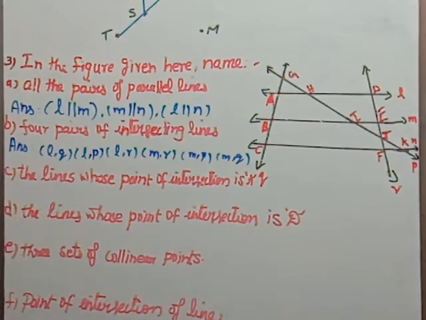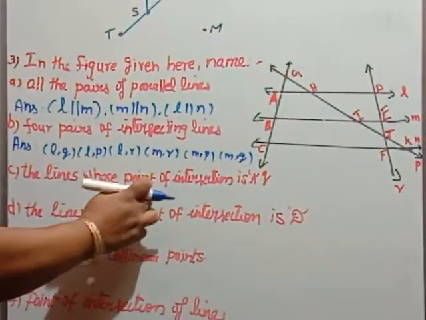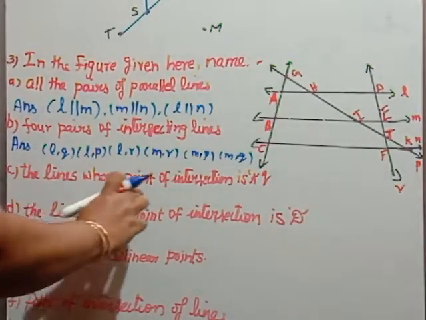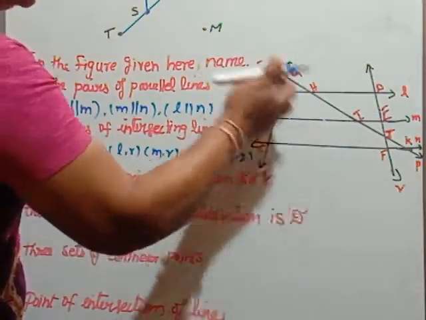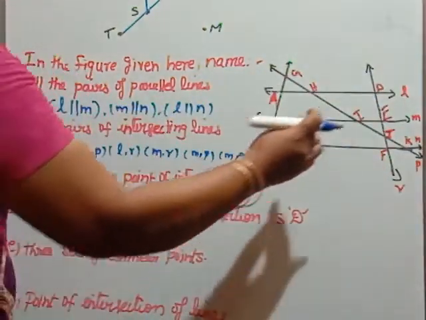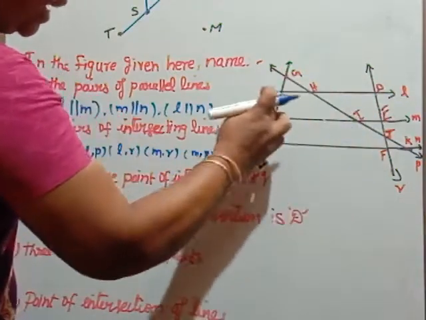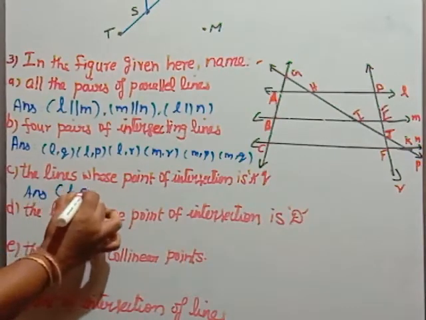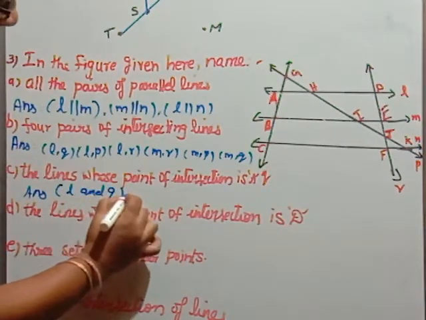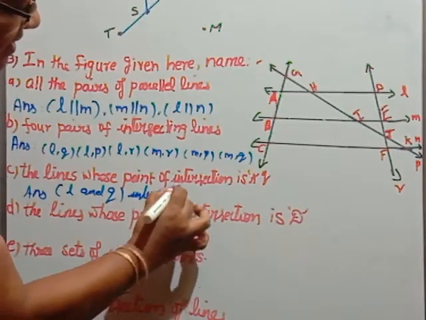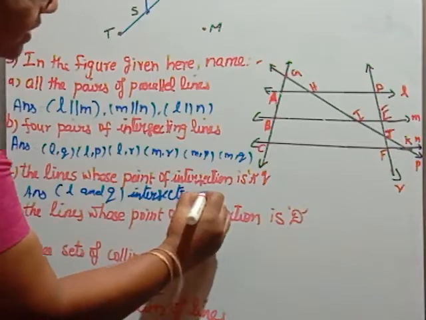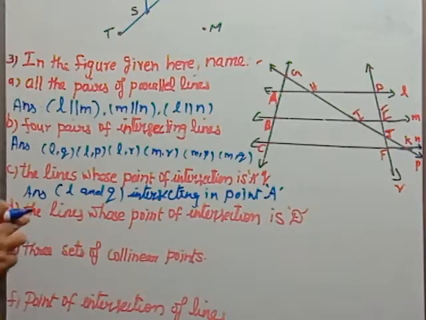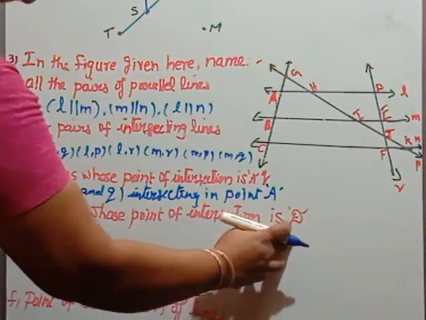Now we'll move to the next one. The lines whose point of intersection is A. What is the meaning? At point A, which lines are intersecting? Here which lines are meeting? Line L and line Q. Answer is lines L and Q are intersecting at point A. Understand?